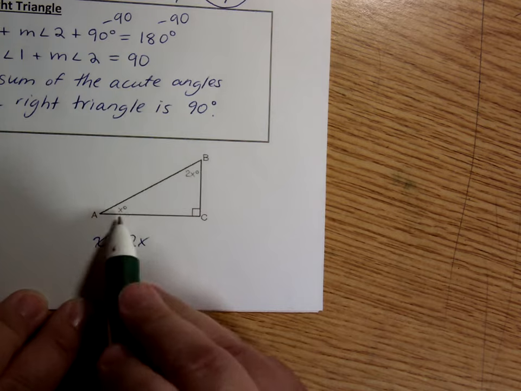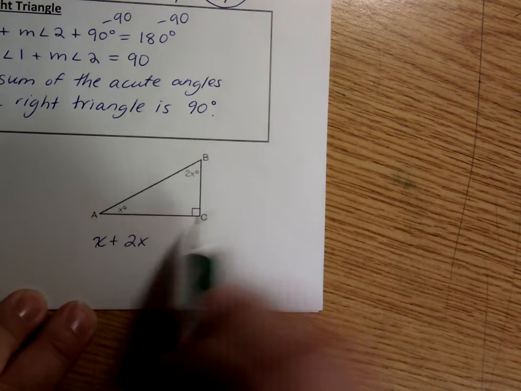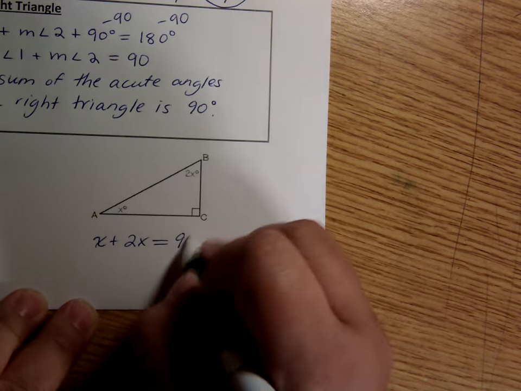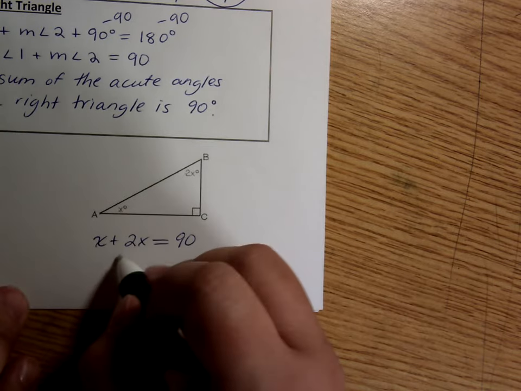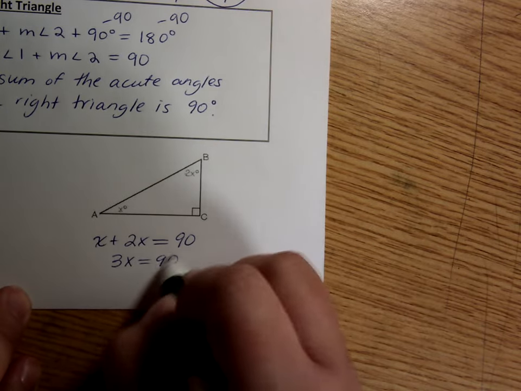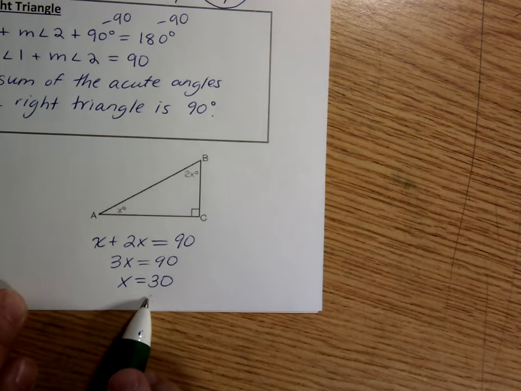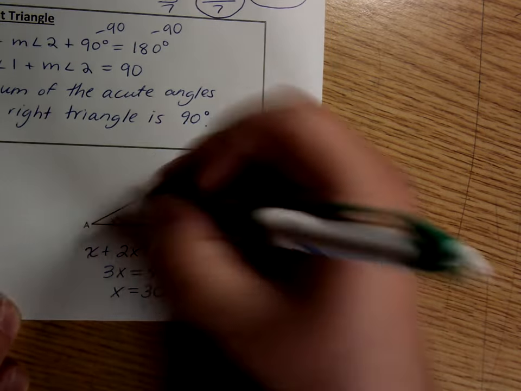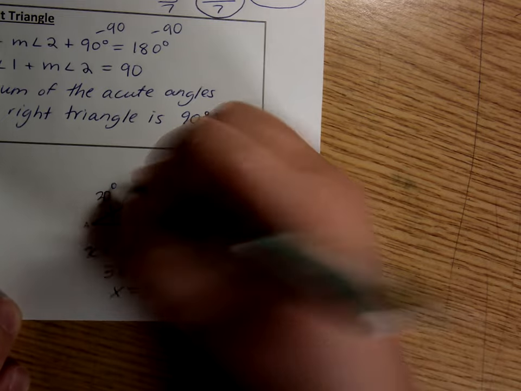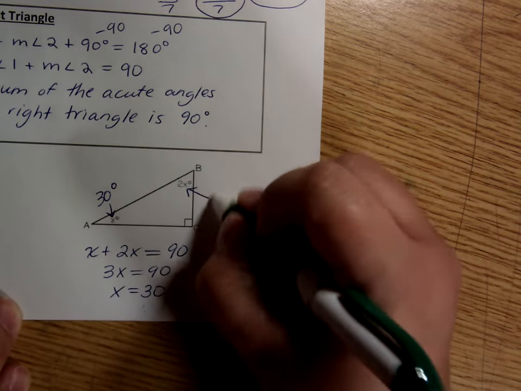These are my two acute angles, the two ones that are not 90. They have to add up to 90 together between the two of them. So this says 3x equals 90 and x equals 30. This is an example of a problem where they might ask you to go plug that back in and find out that this is 30 and this would be 2 times 30, so that would be 60.